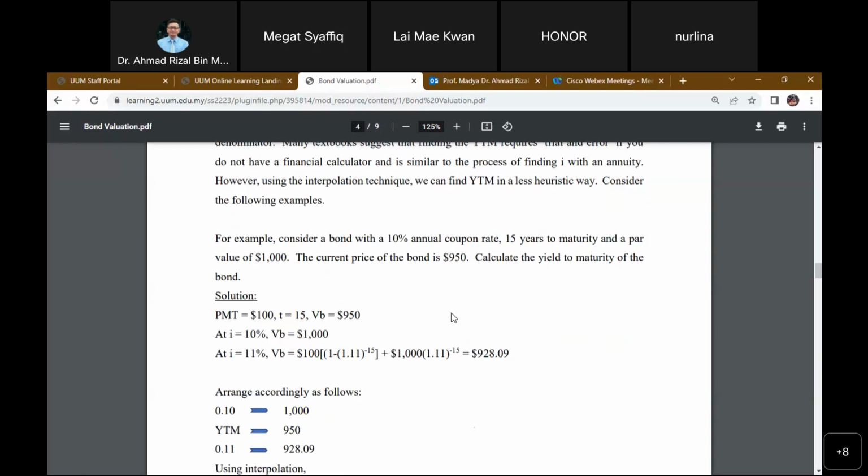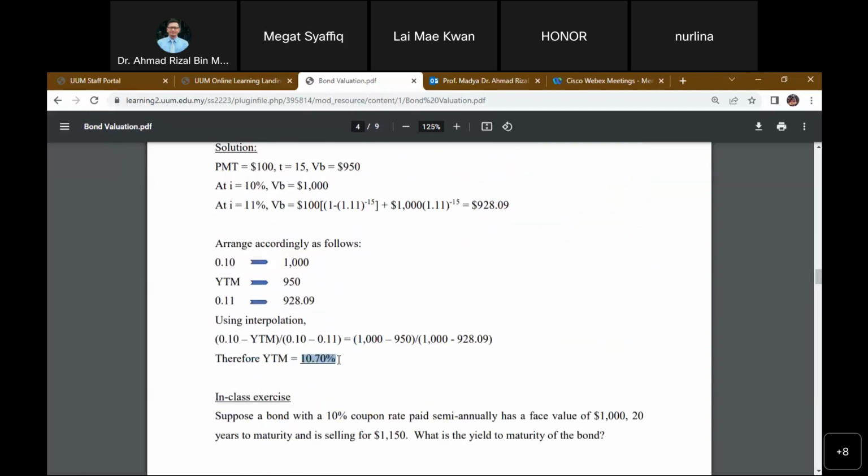Then the yield to maturity to you as the bondholder would be 10.7%. My question to you is, let's say you don't hold on to the bond until maturity. Let's say after 10 years, you sell the bond. So you don't keep it until 15 years. Would your yield to maturity still be 10.7% if you don't keep it until maturity? No, the answer would be no. Your yield to maturity will not be 10.7% in that case.